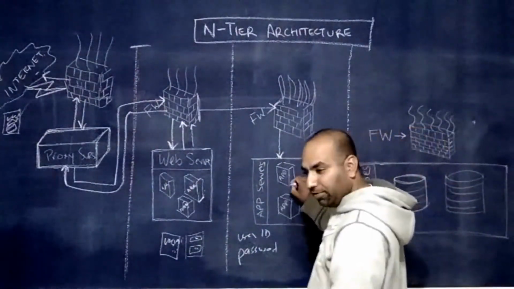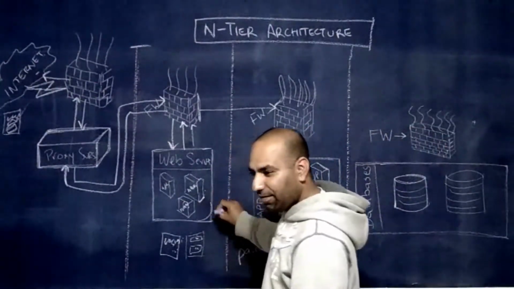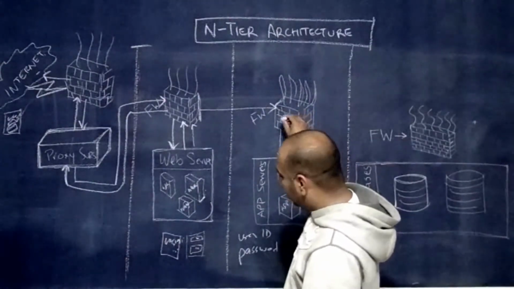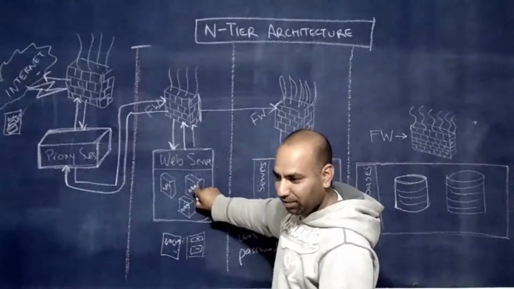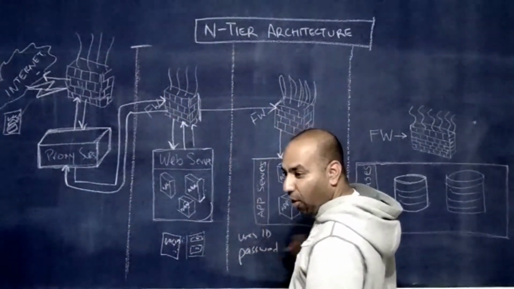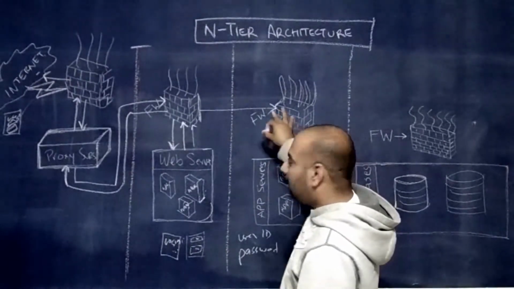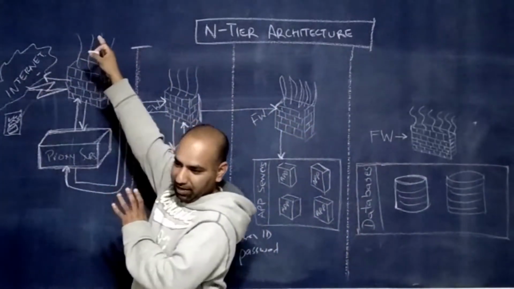Now my app servers only listen to requests that come from here. So this firewall is only allowing requests coming from these web servers. Nobody else can talk to these at all. These are not visible to Joe and everybody else.